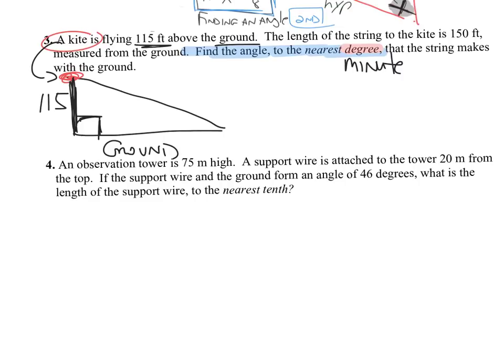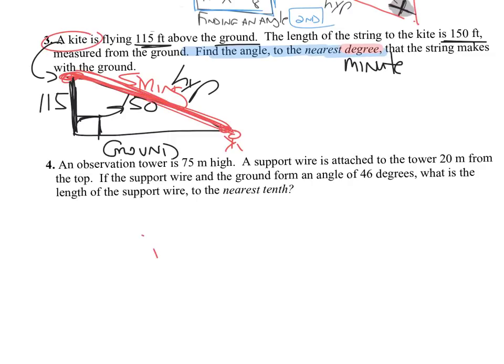The length of the string to the kite is 150 feet. So you have to imagine here, you're flying the kite, and here's the string leading up to the kite. And it says the length of the string is 150 feet. So this diagonal line, the hypotenuse, is going to be 150 feet. Find the angle that the string makes with the ground. So between the string and the ground, the angle is right there. So there's the picture that we're going to use to solve this one.